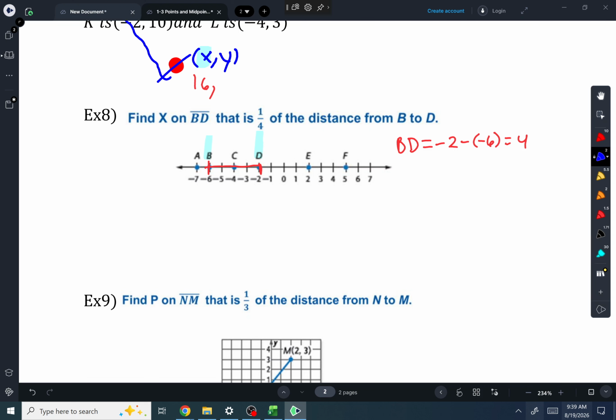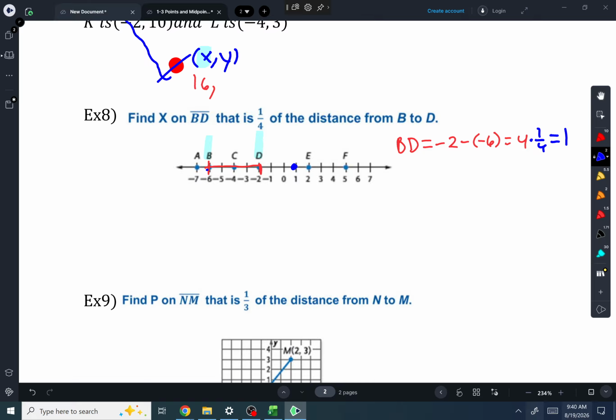Here's what the 4 does not mean. You take 1/4 of 4, 1/4 of 4, right? We're going to find 1/4 of that, which is 1. So 1/4 of the way from -6 to -2 is 1. And you're drunk. There's no way that it's at 1. What's the point that is 1/4 of the distance from B to D? 1? No. What does the 1 represent? How far you move.